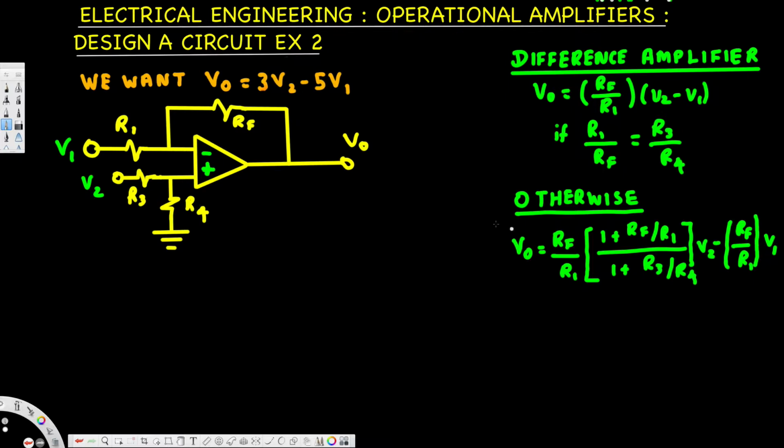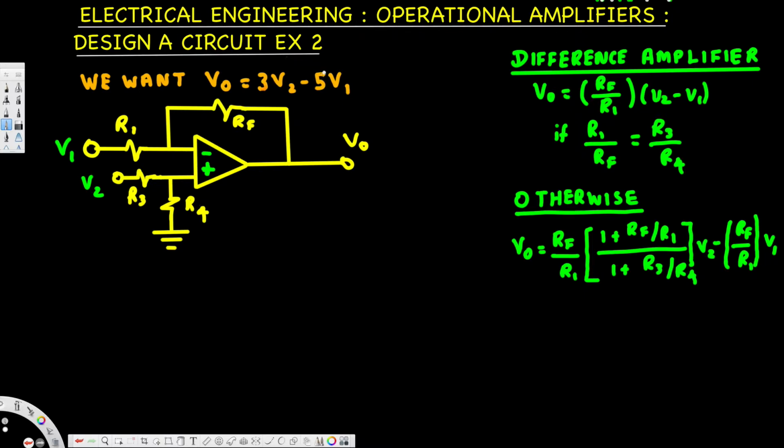In our case we have 3V2 minus 5V1. We don't have equal coefficients, right? If we had equal ones, we could use the first equation. Since we have this 3 and this 5, we have to use the second equation. Now let's go ahead and see. Let's start with the second one.